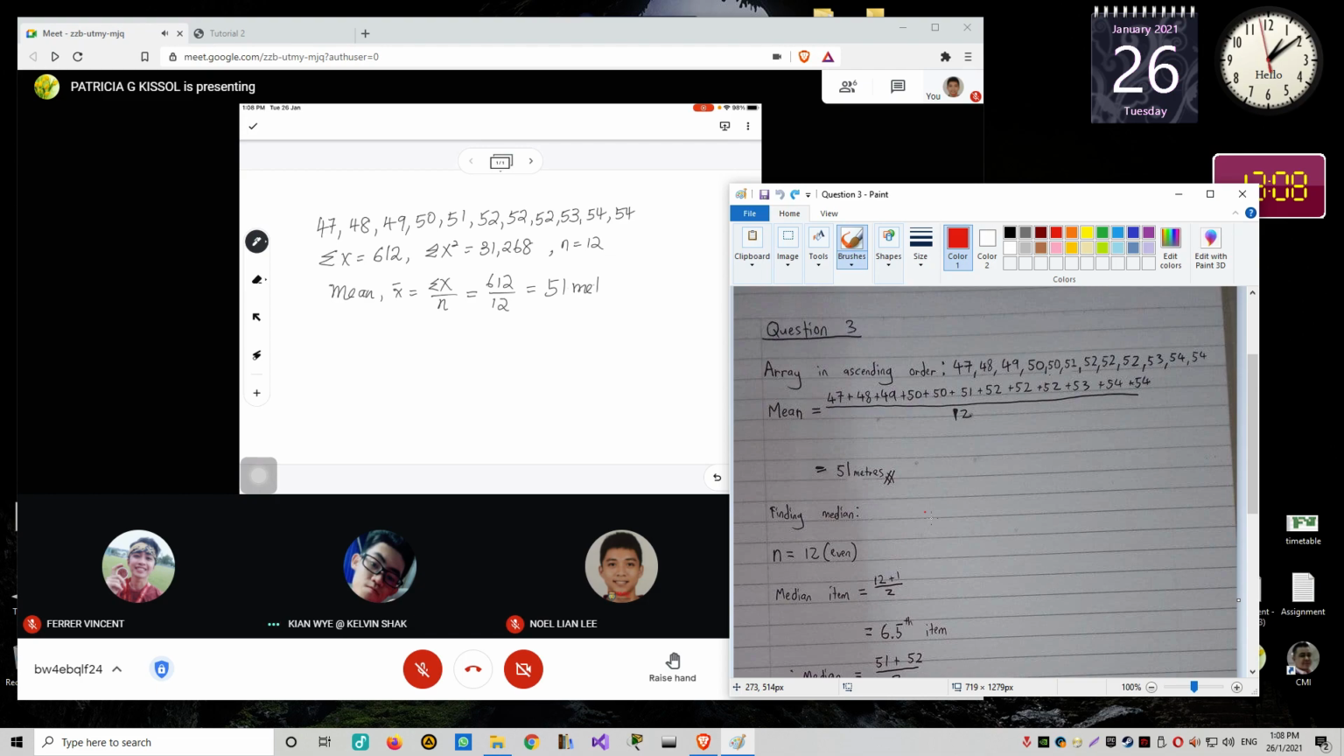It's correct already. We don't need the sum of x. We don't need to write one by one the 47 plus 50. It only creates a waste of time during the exam. So don't waste time doing that because you can immediately use your calculator to do this, right? So this is the answer for the mean.